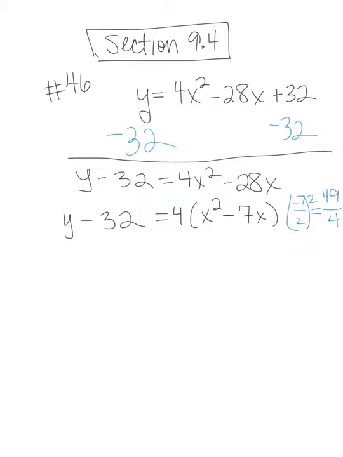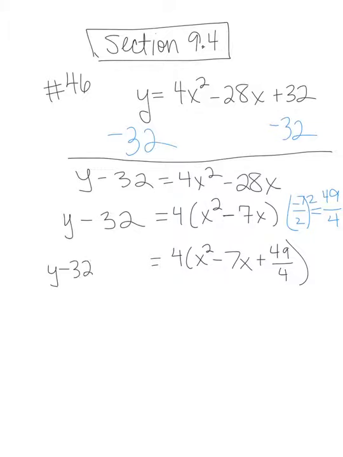So we have 4 parentheses x squared minus 7x, and then we're going to add the 49 fourths inside here to complete the square. Now, on the right side, we are completed, but on the left side, we don't just add 49 fourths. It's a little bit more complicated.